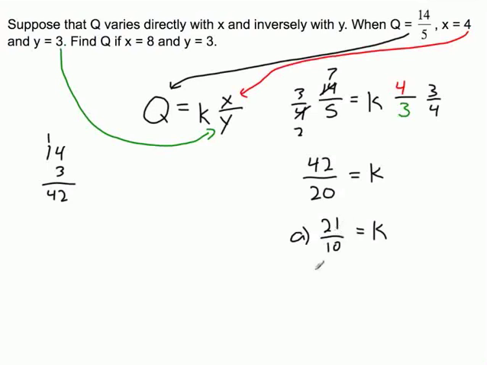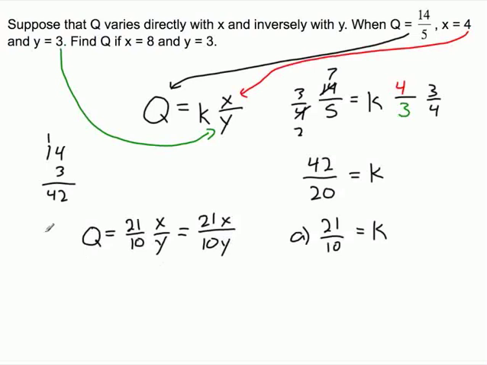Now, the next thing it says is write a function relating the two variables. So we need to write a function. So q, this is my function q, equals a constant, which we know is 21/10, and then we have an x and a y. So this is my function of two variables. So this works out great. But a lot of people like to put these together. So you have 21x over 10y, which is also fine. Now, so this is B.